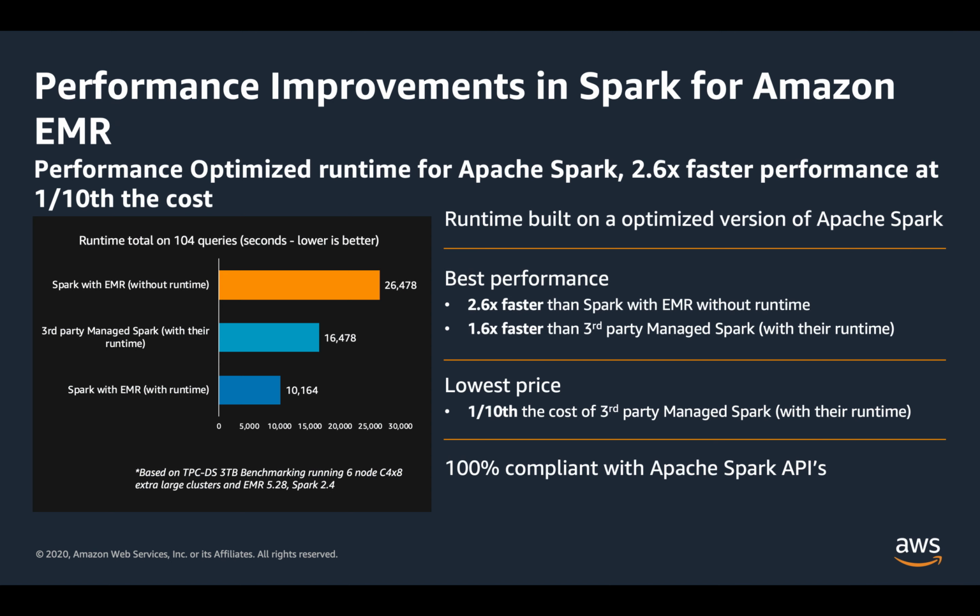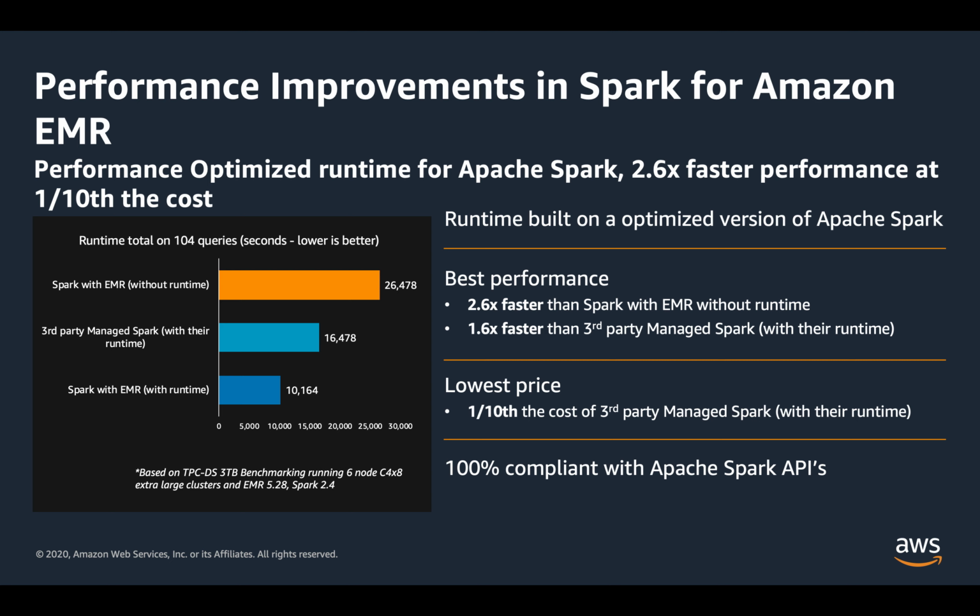Amazon EMR runtime for Apache Spark is a performance optimized runtime environment for Apache Spark, available and turned on by default on Amazon EMR clusters from EMR version 5.28 onwards. It provides the best performance.